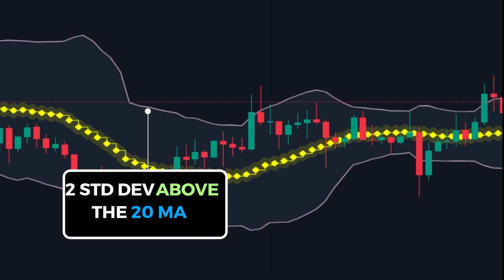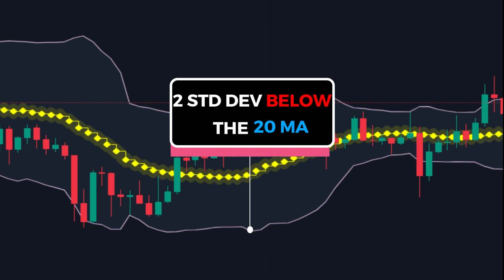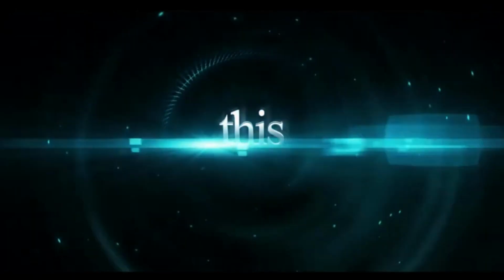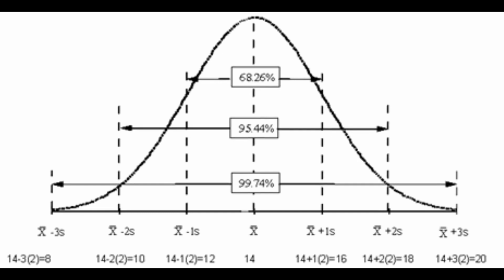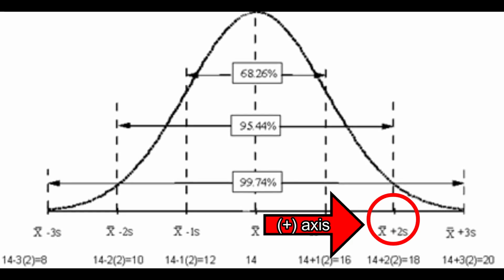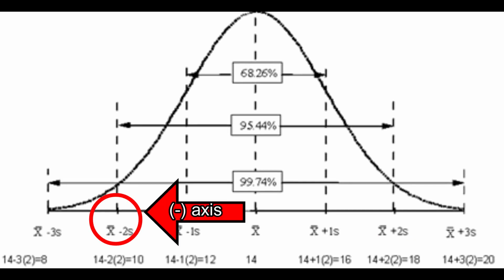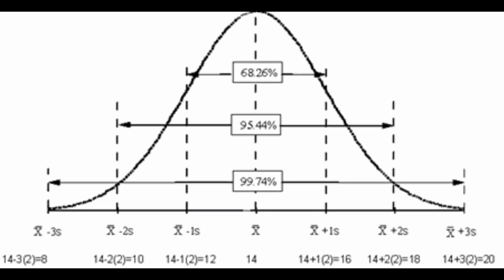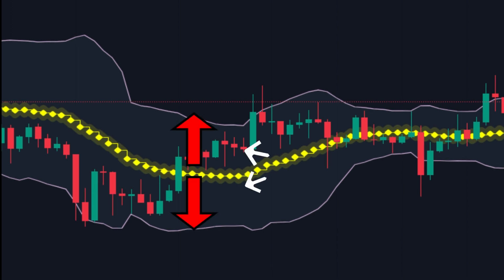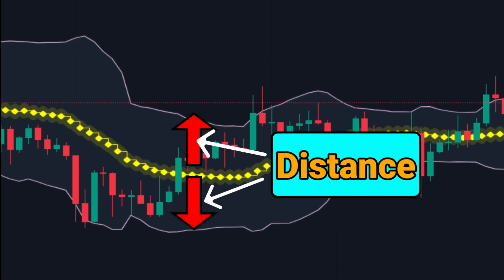The upper line is plotted 2 standard deviation above the 20 MA. The bottom line is plotted 2 standard deviation below the middle line. Just look at this histogram. View the +2 standard deviation as the positive axis and -2 standard deviation as the negative axis. This creates a distance from the zero or middle line to the left and right. This explains why the upper and bottom line of the band is away from the middle line.